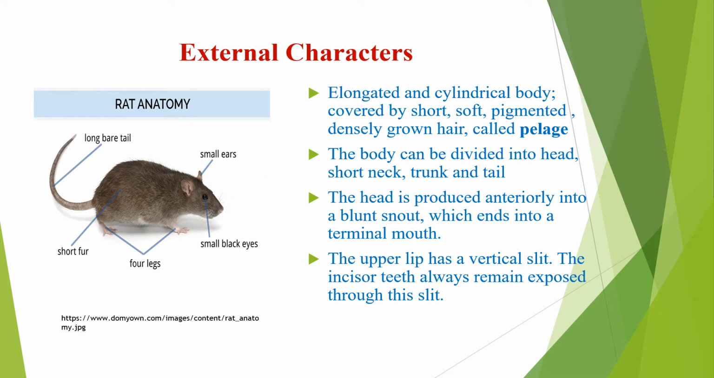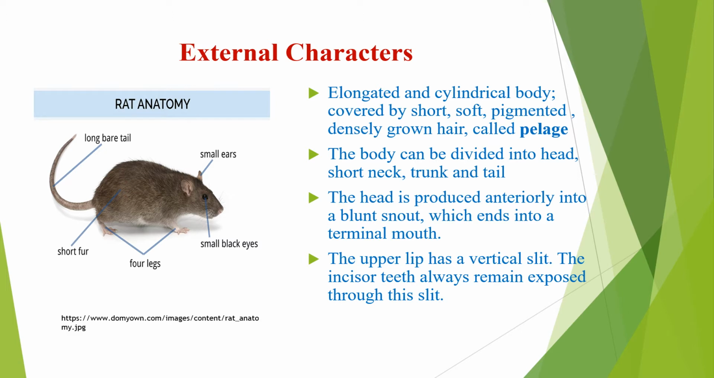Now we will discuss the external characters of rat. Rat has an elongated and cylindrical body and whole body is covered by the soft, pigmented, densely grown hairs which are called as pelage. Body is mainly divided into head, short neck, trunk and tail.